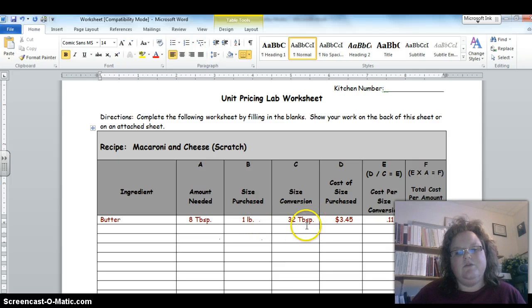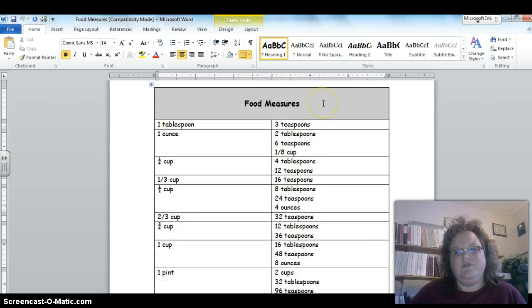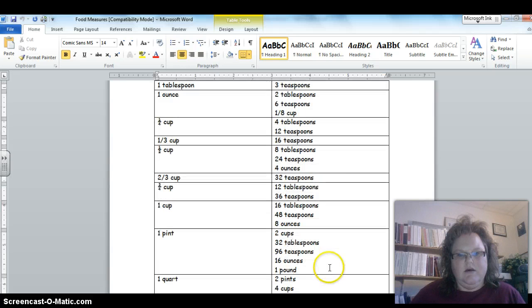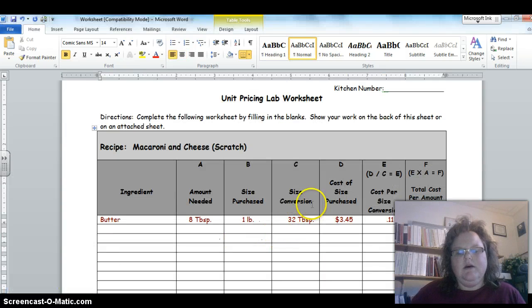In this case, we know that it's 32 tablespoons, and I know that because I also provided you with this worksheet, which is the food measures, and it shows you equivalents all the way down. Right here I can find 1 pound, and it shows you that there are 32 tablespoons in 1 pound. These are all equivalents that match up. 1 pint is equivalent to 2 cups, 32 tablespoons, 96 teaspoons, 16 ounces, and 1 pound. Hopefully that helps you figure out this column.